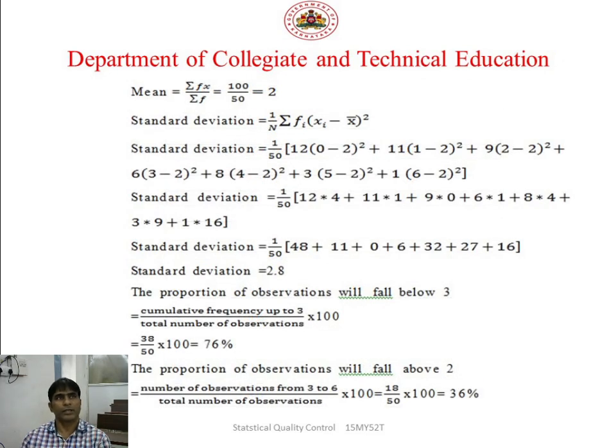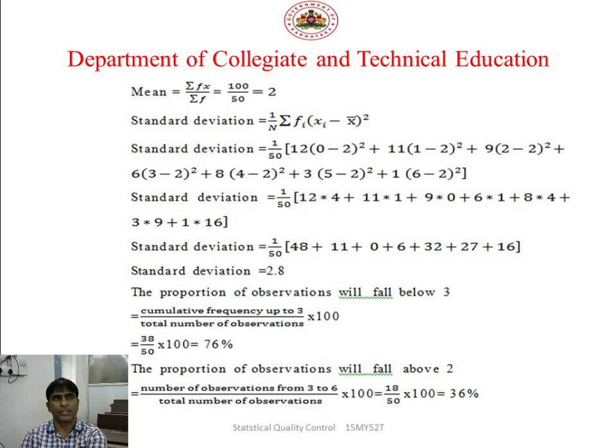So do the calculations. Mean is simple: summation fx by summation f, 100 by 50. Standard deviation is the square root of 1 by n, summation f times bracket xi minus x bar bracket squared. So take down the readings. The standard deviation you are getting is 2.8.